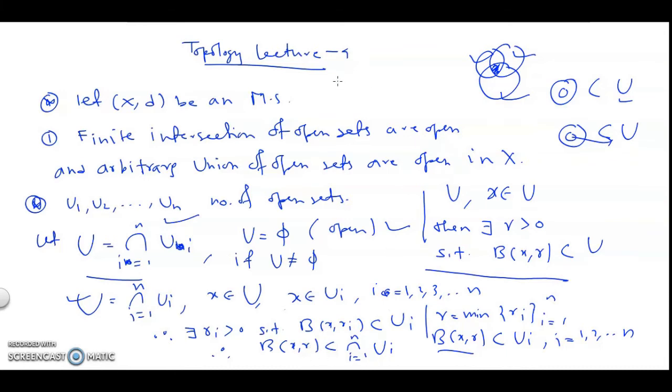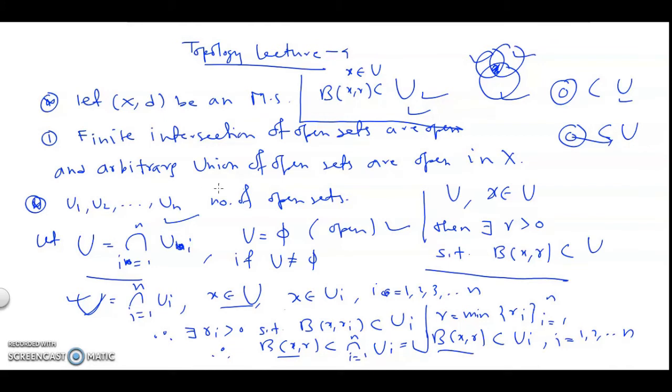Hence we can write that, see here in the upper side, that for what we have taken, x belongs to our intersection, that big U, and what we have got is B(x, r) contained in the intersection, that is nothing but U. Hence what we have proved? We have proved that for any arbitrary point x belongs to U, we have got an open ball that is totally contained in capital U. Hence our finite intersection of open sets is again an open set.